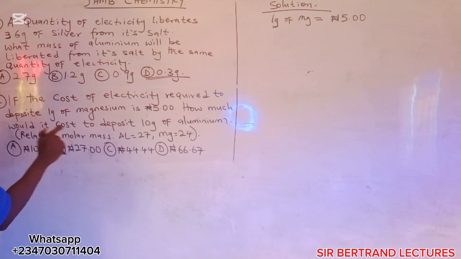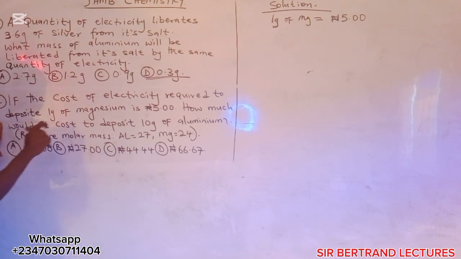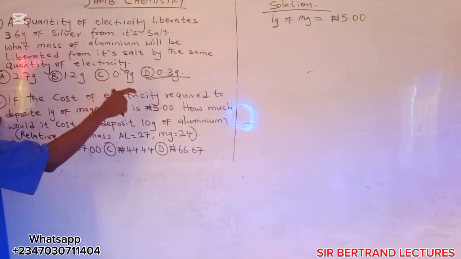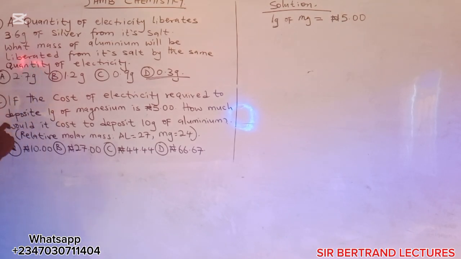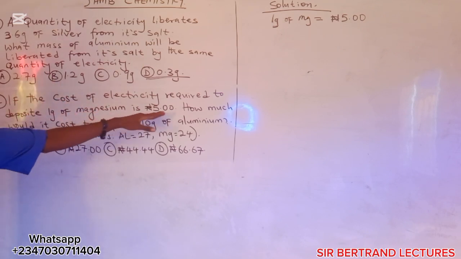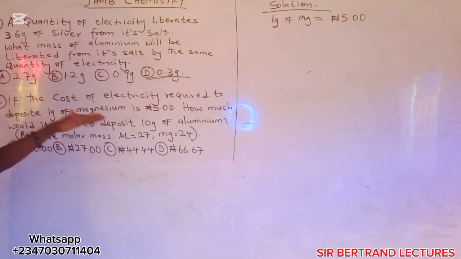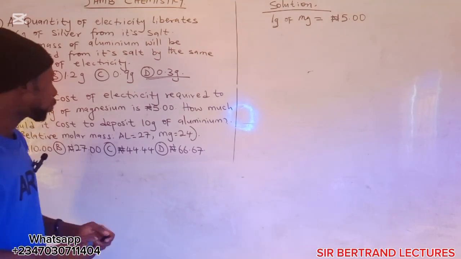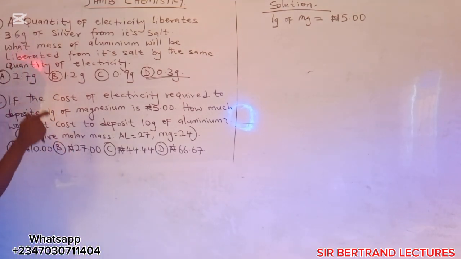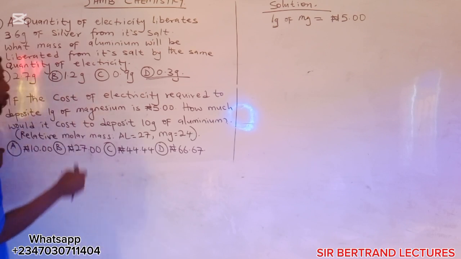We are going to solve for the quantity of electricity that deposits 1 gram of magnesium, which will cost 5 naira. Now, how much will it cost to deposit 10 gram of aluminium? So let's solve for the quantity of electricity that will deposit 1 gram of magnesium.